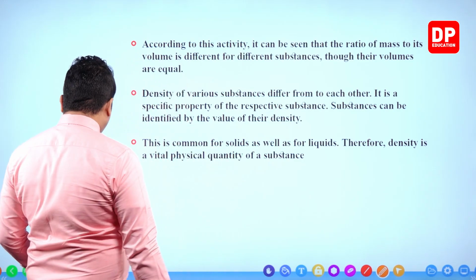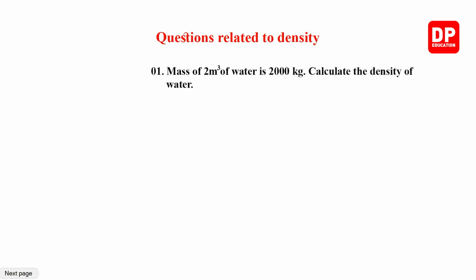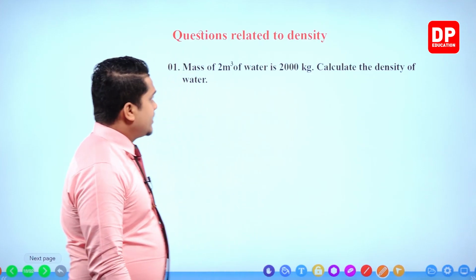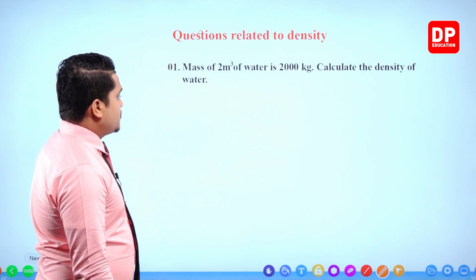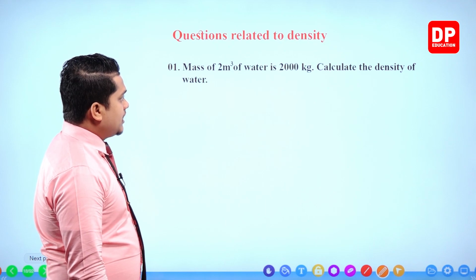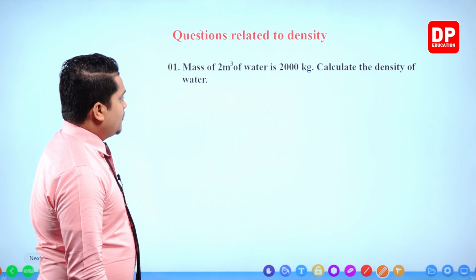Right then, my dear children, we know what we mean by density. Even we compared the density of different substances as well. Now it's time to do some calculations. You are given several questions related to density. The first one: the mass of 2 cubic meters of water is 2000 kilograms. Calculate the density of water.